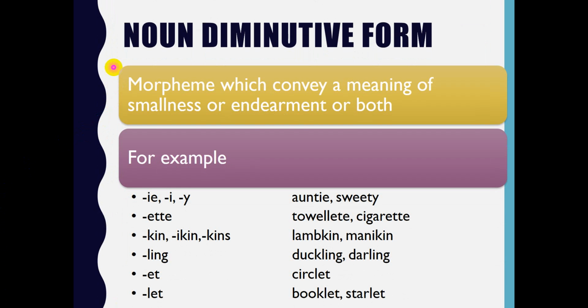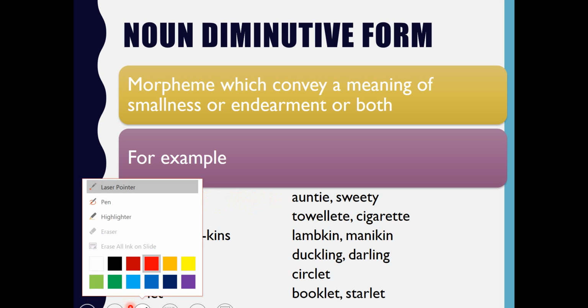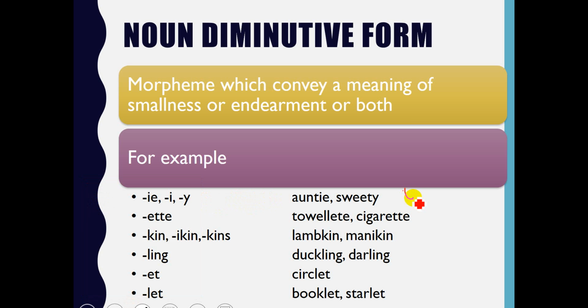Okay, the last one is noun diminutive form. Diminutive means small. So we indicate smallness or endearment, or maybe both. For example, ending with ie or y like this indicates endearment. Aunt, auntie, sweet, sweetie. So in this case, it is not smallness but endearment. Let me mark it with a pen.